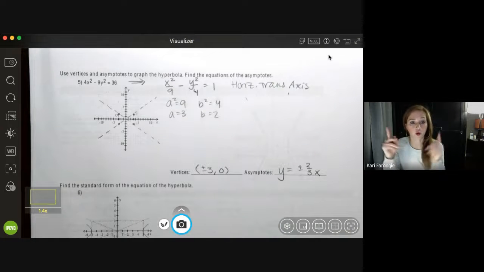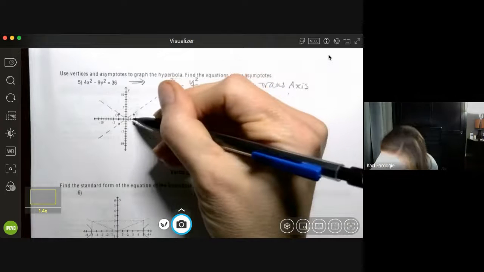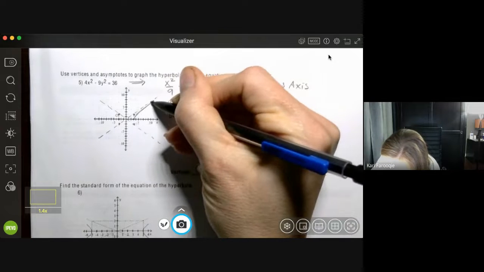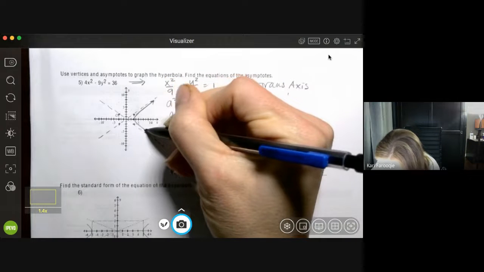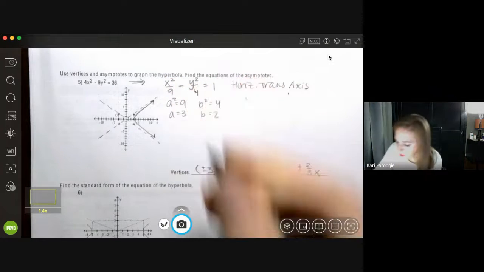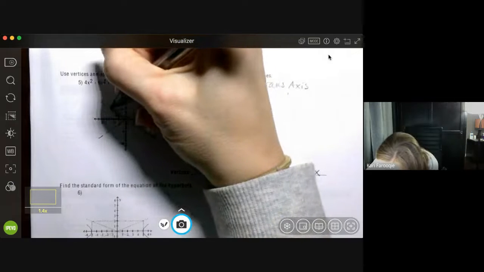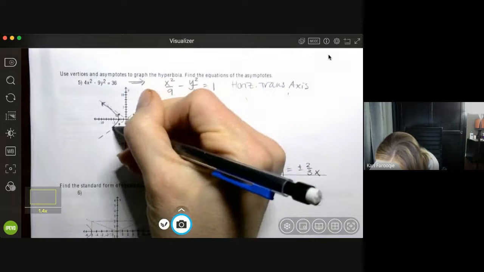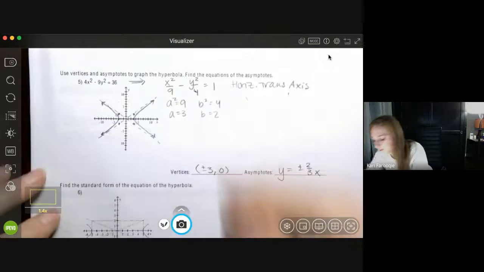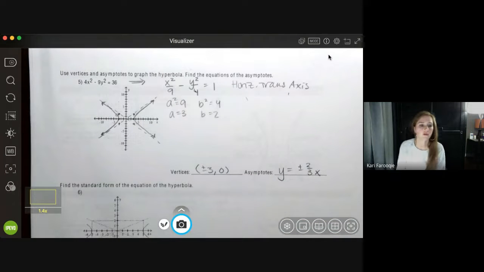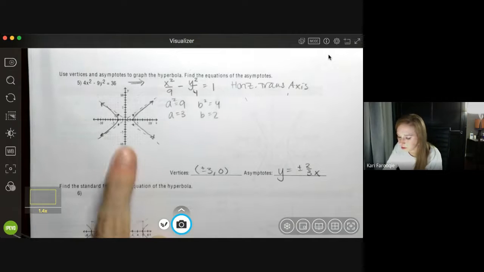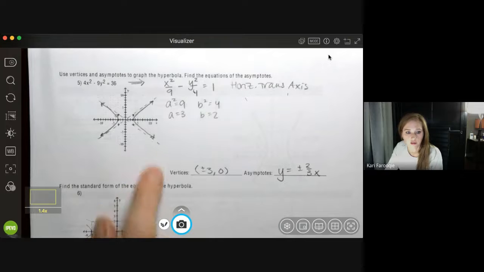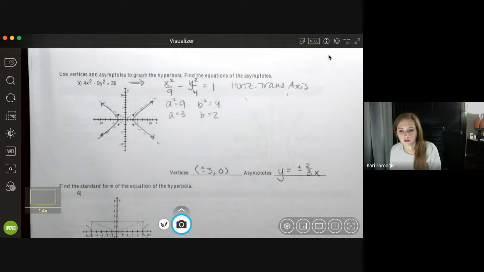And then since you're opening left and right, you're going to use this point at 3, 0 to make your right side hyperbola. And then at -3, 0, oh, got a little bit too close there. Oh, well, I'll leave it there. So that's what you should have. You're opening to the left and the right. Does anybody have a question on this one, or the vertices or the asymptotes or any of these pieces of information?